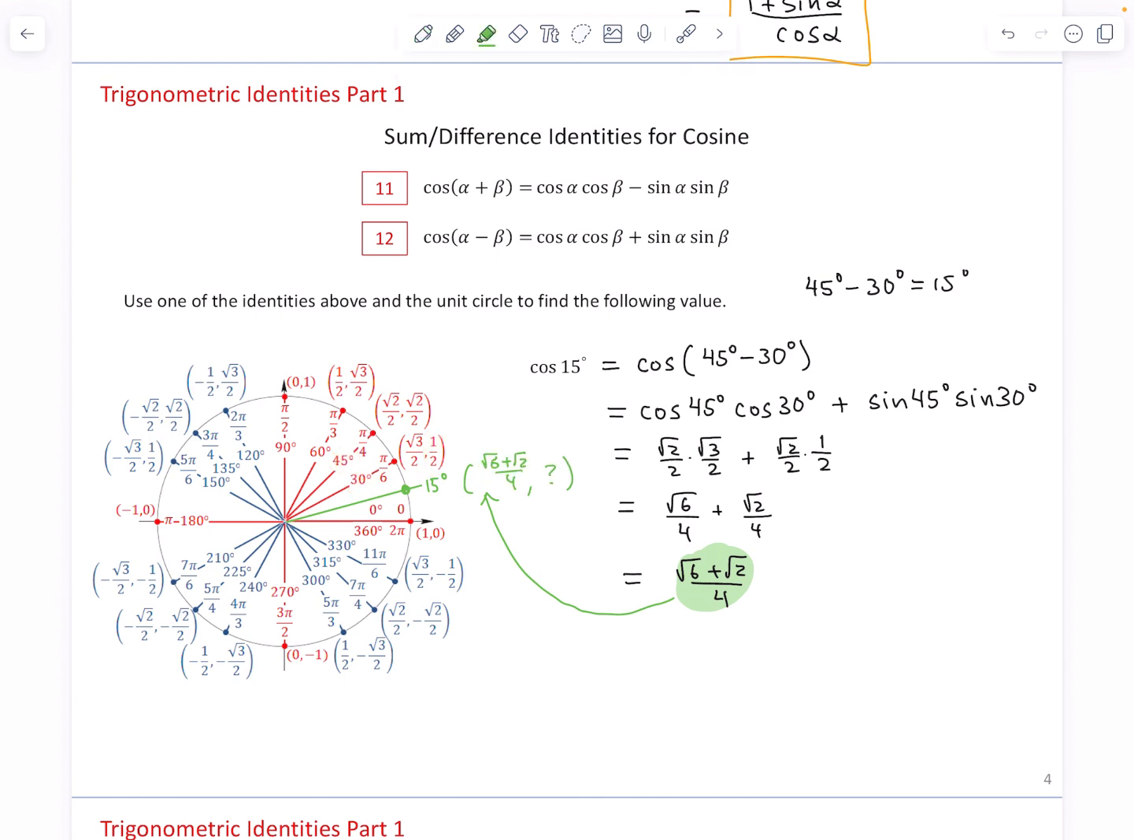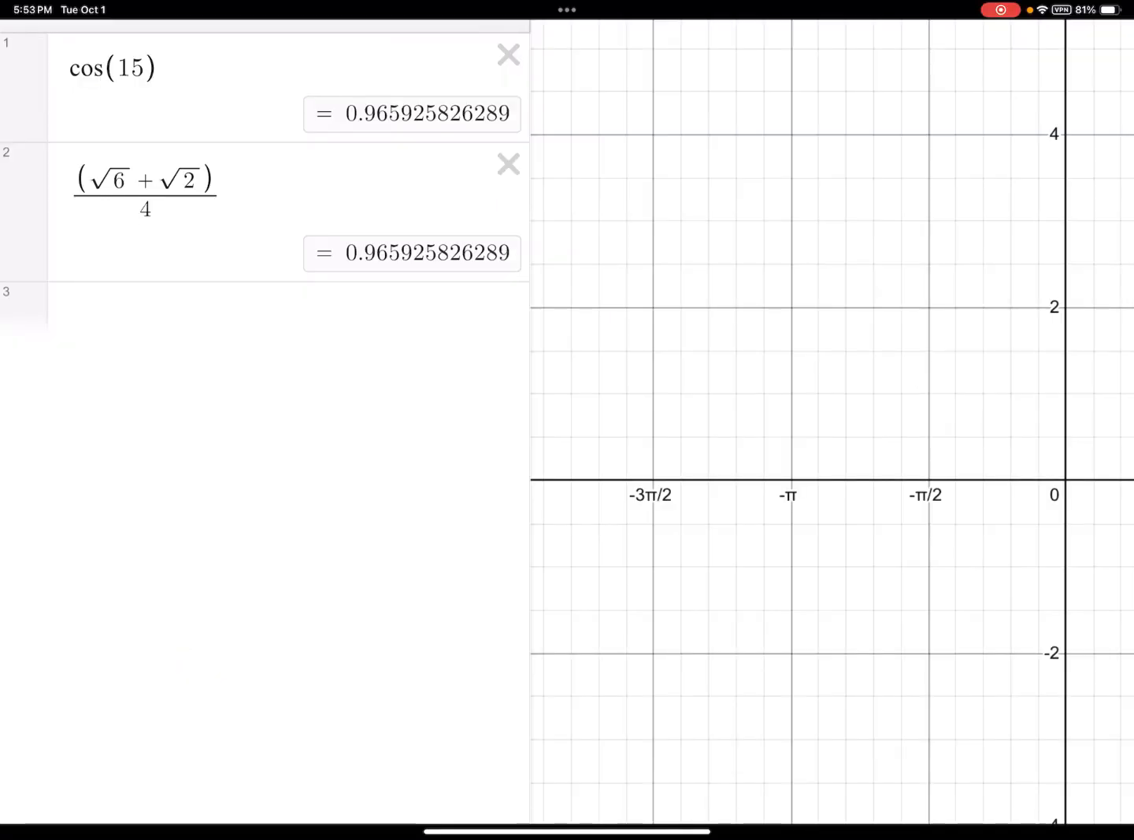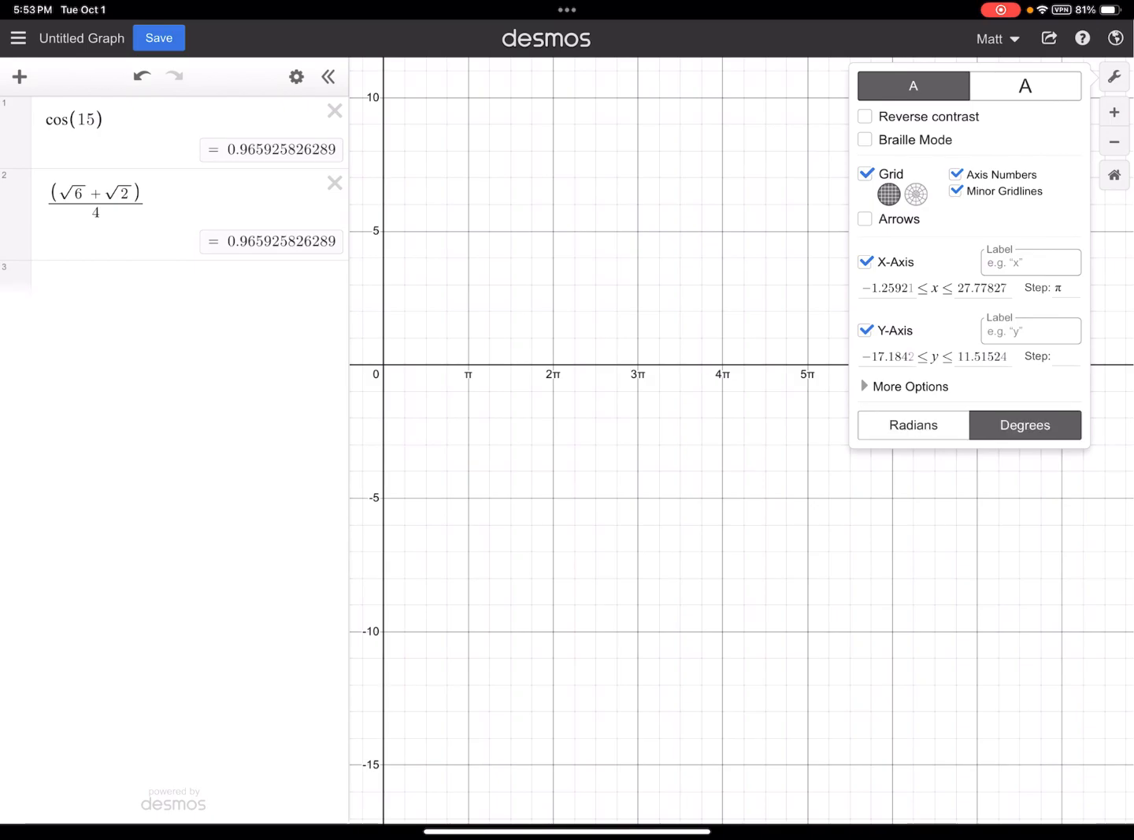We'll discuss the tools to get this missing second coordinate on the next page. I encourage you to confirm this with technology by grabbing a calculator and doing cosine of 15 degrees. Make sure you're in degree mode, and then also typing in this expression, rad 6 plus rad 2 all over 4, and you will see you get the same decimal representation, as shown here. Again, make sure that you are in degree mode.